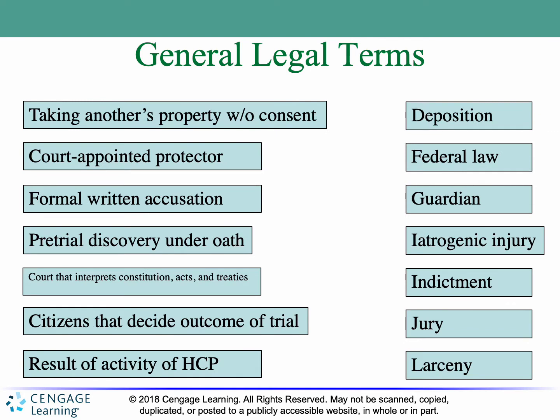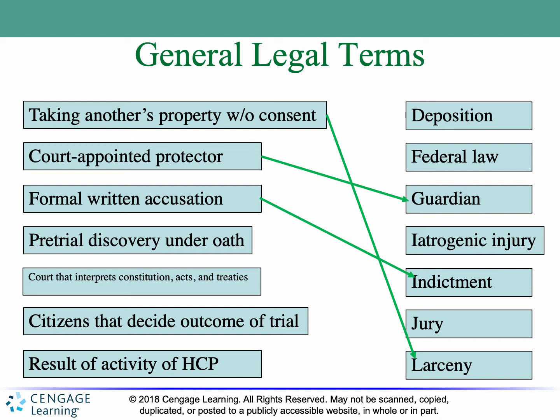Moving on with some more terminology, but we're going to flip it on its head now. On the left-hand side, we're looking at the definition, and on the right-hand side, we're looking at the word. So let's find the word that means taking another's property without consent. Taking another's property without consent is larceny. What word means court-appointed protector? Well, that would be a guardian. What about a formal written accusation? Formal written accusation. The term for that is indictment.